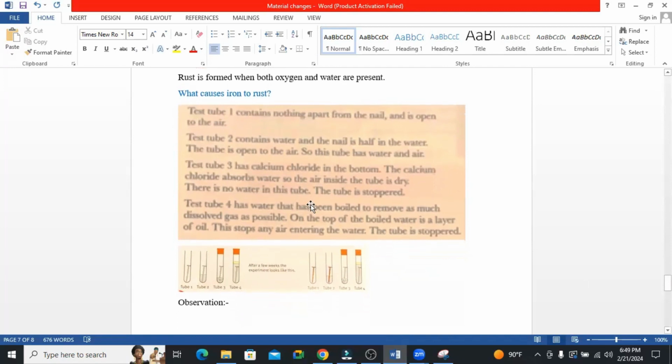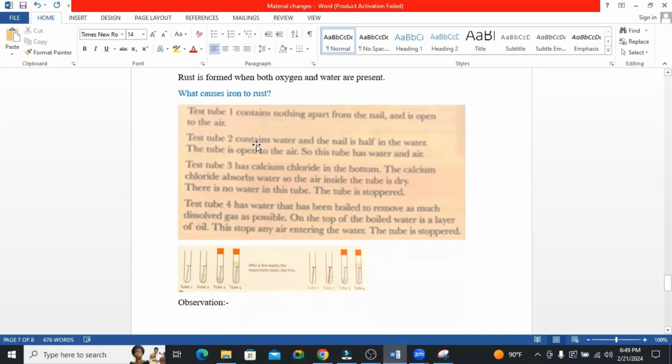There's an experiment. Test tube 1 contains nothing apart from the nail and is open to the air. You can see there's nothing and it is open to the air. Test tube 2 contains water and the nail is half in water. The test tube is open to the air, so this tube has water and air. Both are there in tube 2.